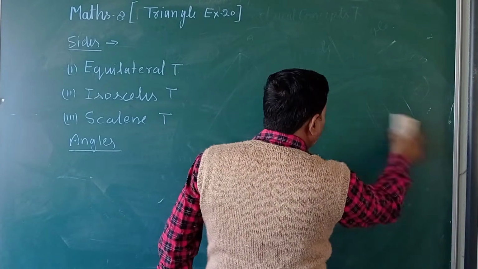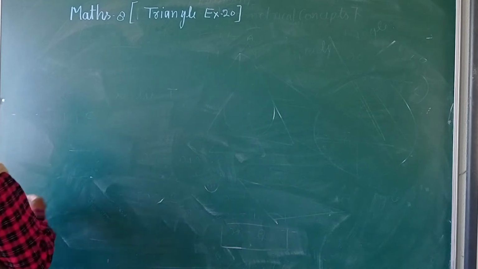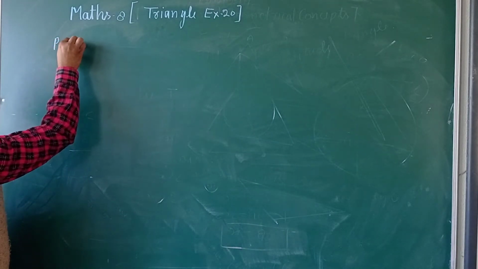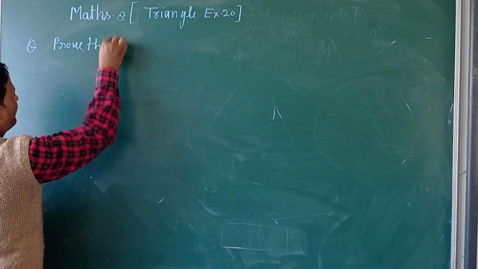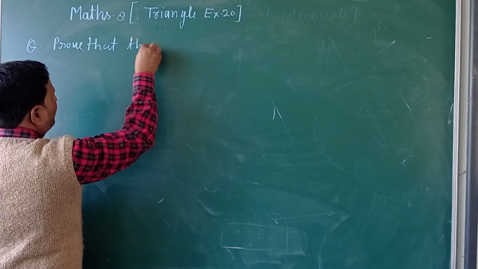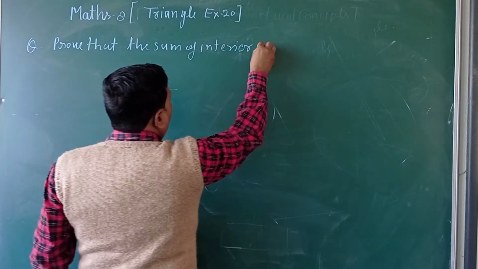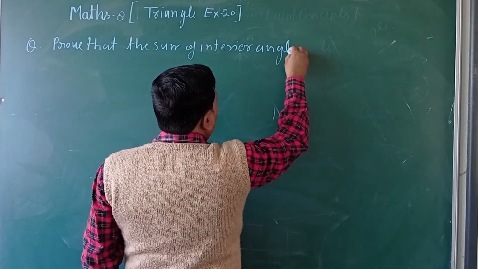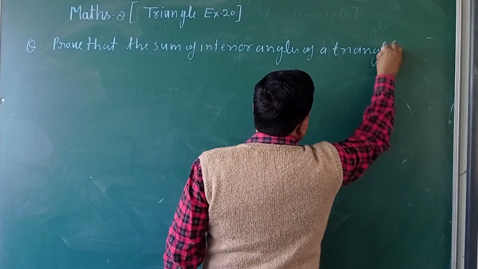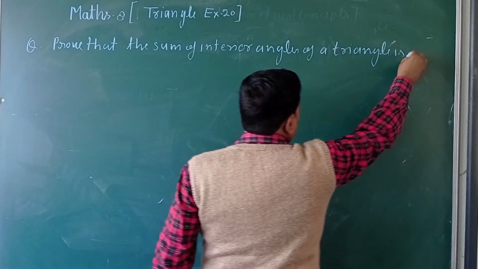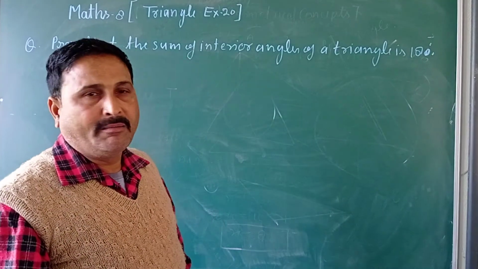Next one, the theorem is this. Prove that the sum of interior angles of a triangle is 180 degrees or two right angles.